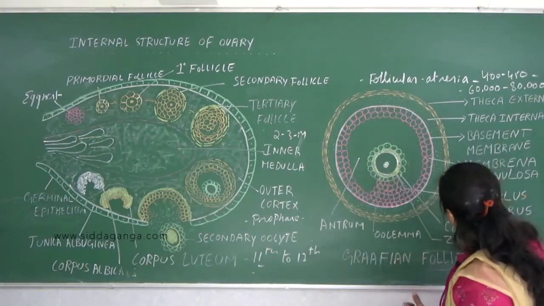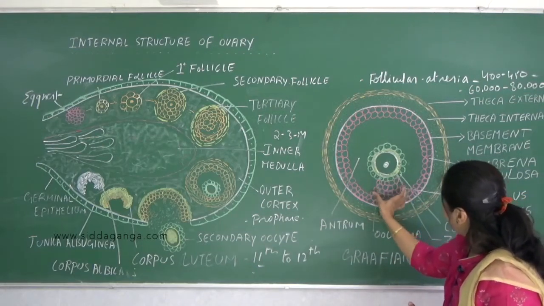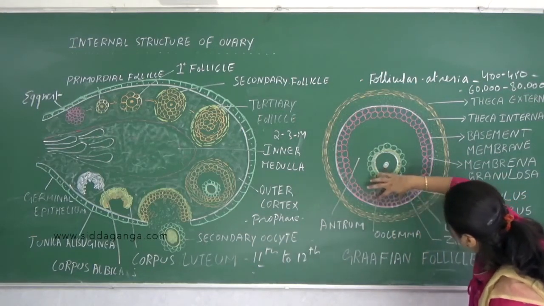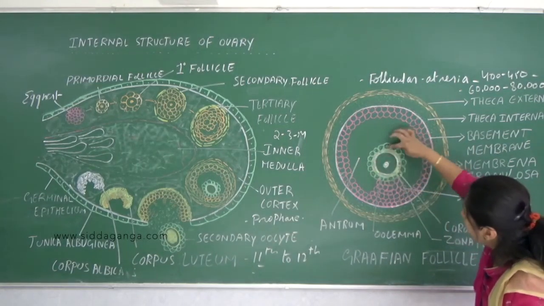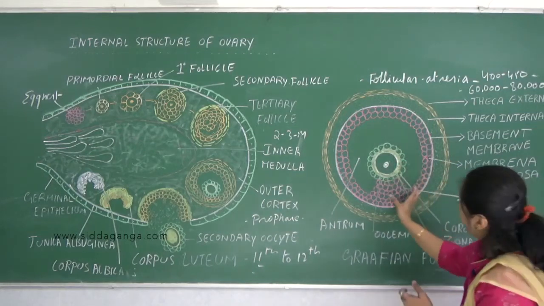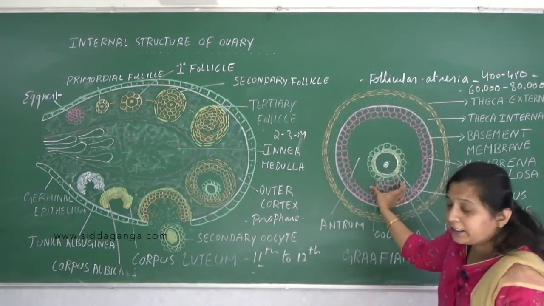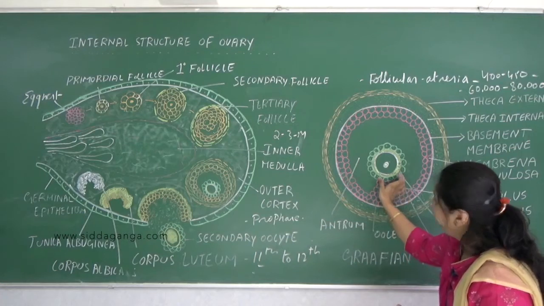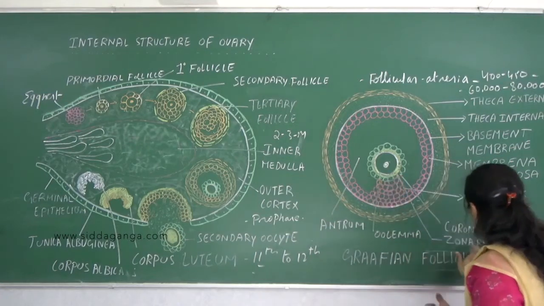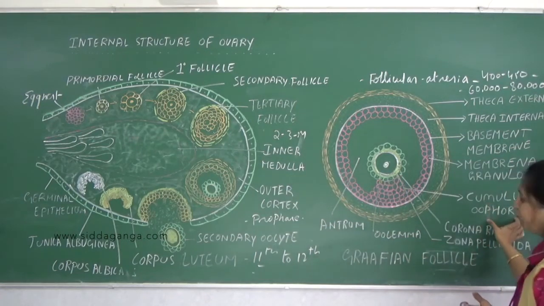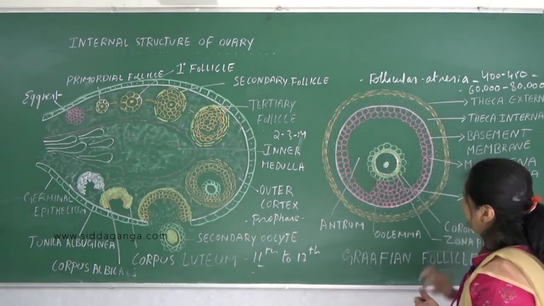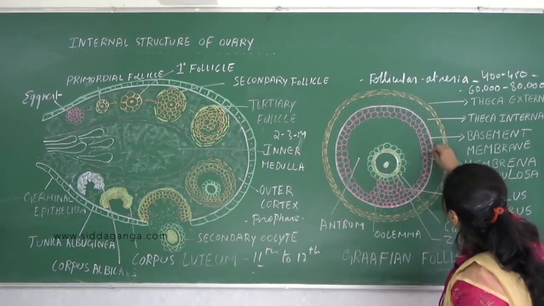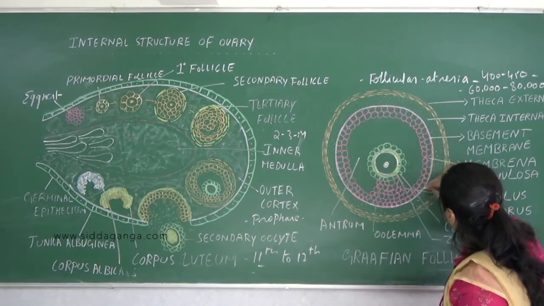Some of the membrana granulosa cells project into the cavity of the antrum and connect to the corona radiata. This mass of cells connecting the membrana granulosa with the corona radiata is called the cumulus oophorus. Next to the membrana granulosa is a basement membrane.